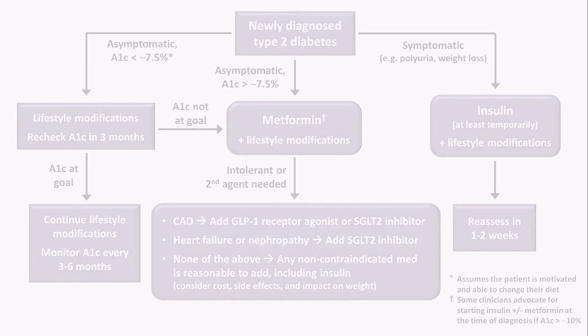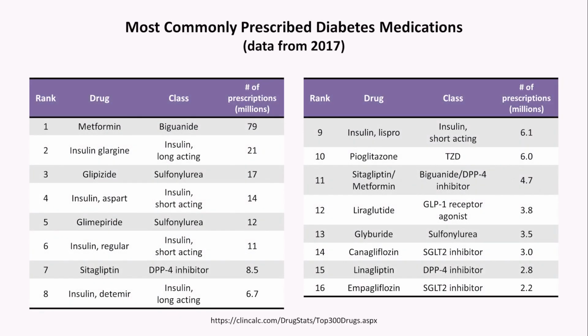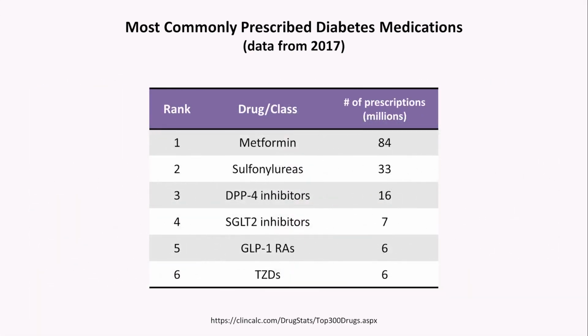Given the constantly changing landscape of diabetes treatment, I'm going to end by looking over the most commonly prescribed medications in the US. Here are the top 16 drugs in 2017, which is the most recent available data. There's a fair bit of variety here. And if we take away insulin and combine the drug classes, this is what we're left with. Metformin is by a huge margin the most commonly prescribed med, followed by the sulfonylureas, and then DPP-4 inhibitors, which may be a little unexpected given that the algorithm I just discussed did not emphasize those latter two drugs.